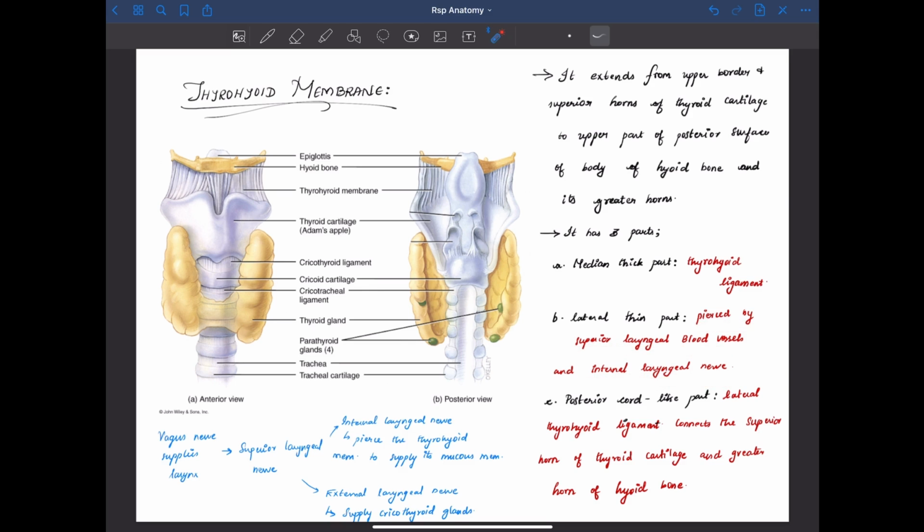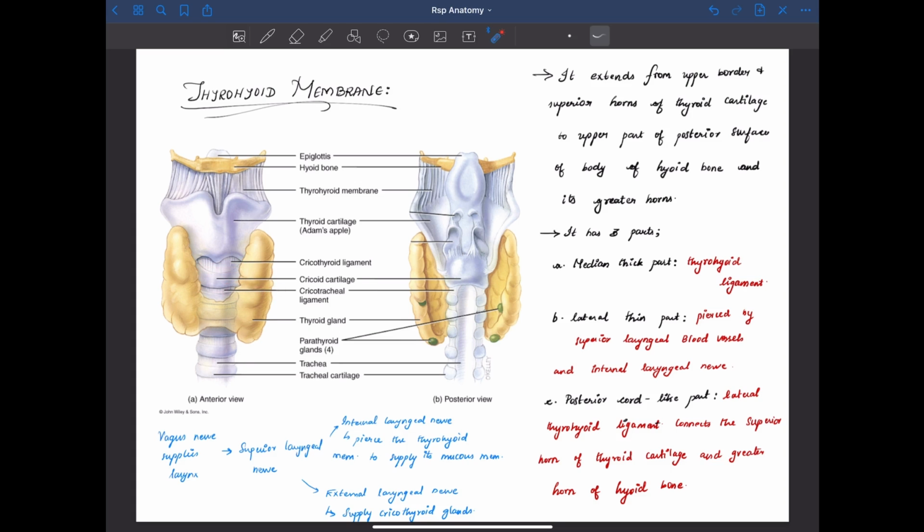Okay, before going to that, we know that the larynx is supplied by the vagus nerve. Which branch? The superior laryngeal nerve. The superior laryngeal nerve of the vagus nerve supplies the larynx, and is divided into the internal laryngeal nerve and the external laryngeal nerve. The internal laryngeal nerve pierces the thyrohyoid membrane to supply its mucous membrane. Just as I said, the internal laryngeal nerve found at the lateral part of the thyrohyoid membrane pierces the thyrohyoid membrane, passes through it, to supply the mucous membrane, which is found internally. And the external laryngeal nerve supplies the cricothyroid muscles.